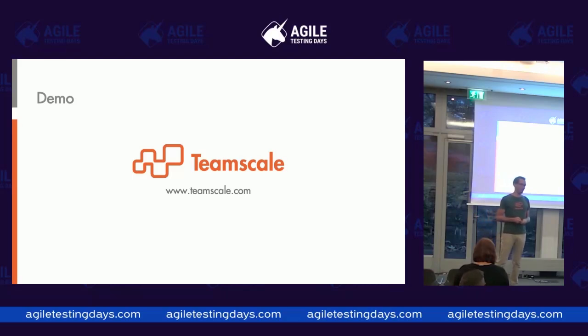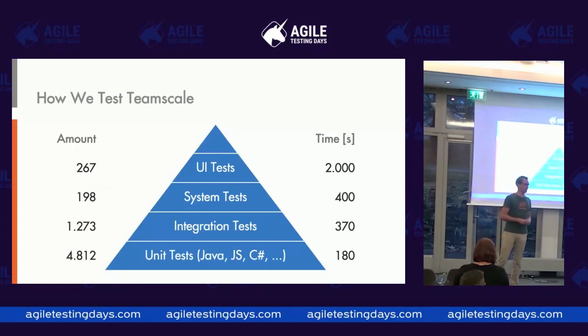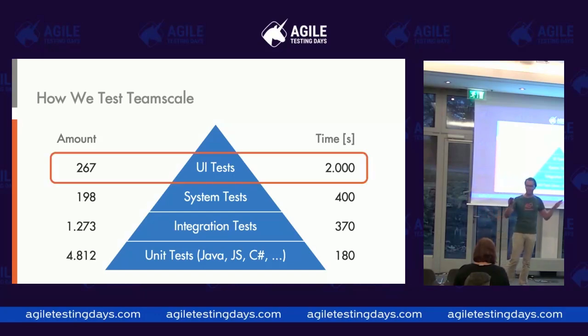I at first brought you our testing pyramid, and as you can see, most of our tests are unit tests and they execute quite fast. We have some integration and some system tests, and we have also some UI tests, that take roughly half an hour. So that's pretty long for our pipeline, but they find important bugs, so we need to run them nevertheless.